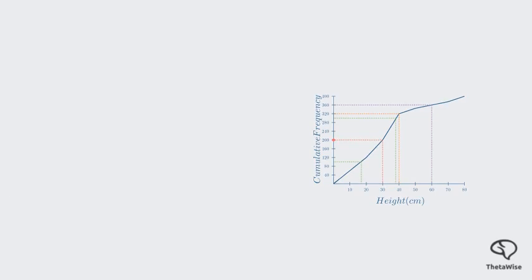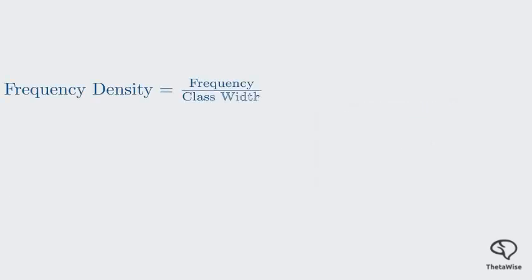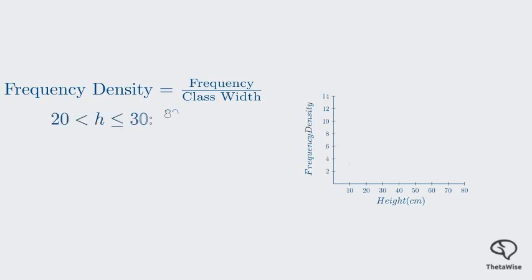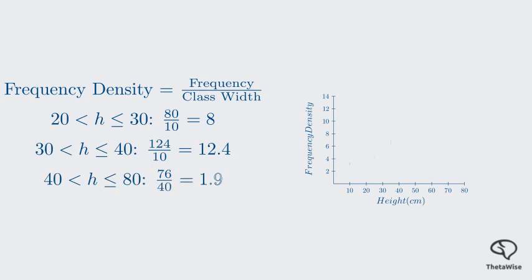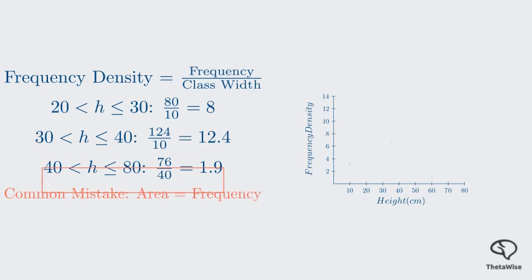Now, let's look at the histogram. Frequency density equals frequency divided by class width. Interval 20 to 30. Width, 10. Frequency, 80. Density equals 80 divided by 10, which is 8. Interval 30 to 40. Width 10. Frequency 124. Density equals 12.4. Interval 40 to 80. Width 40. Frequency 76. Density equals 1.9. Common mistake, drawing the heights as the frequency itself. Remember, in a histogram, the area represents frequency.